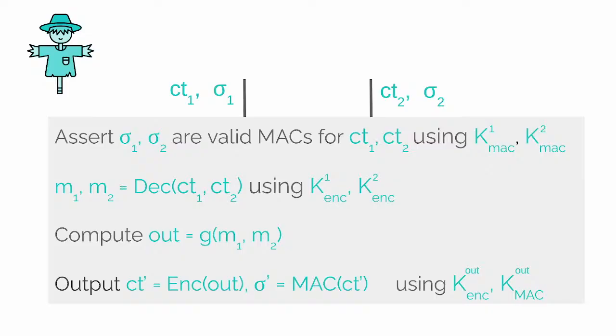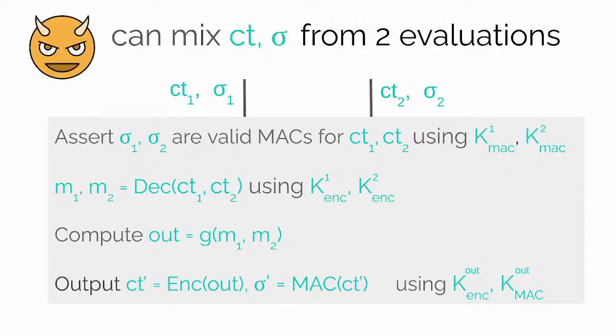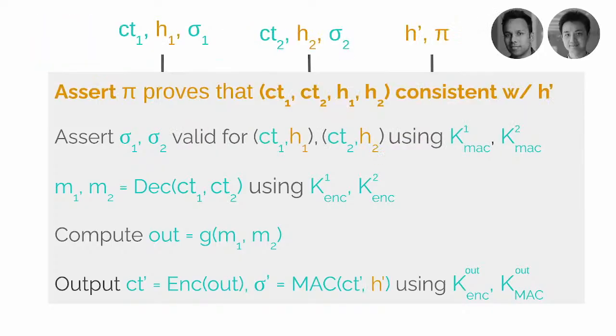So the problem with this approach is this mix and match attack. It doesn't prevent you from having 2 different evaluations using 2 different inputs and then mixing them in the evaluation. And in order to prevent that, Zhenzhong and Abhishek's idea is to, so this H1 and H2, you can view them as a hash of all the wires this wire depends on.